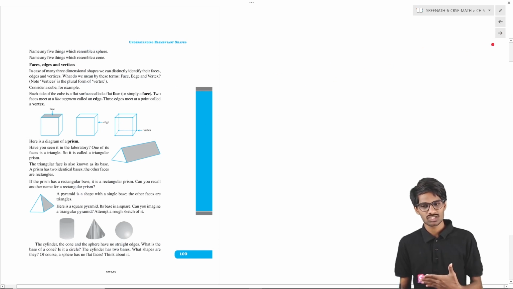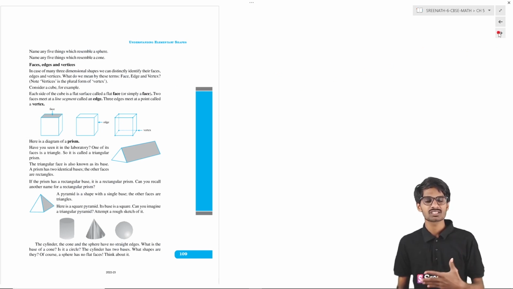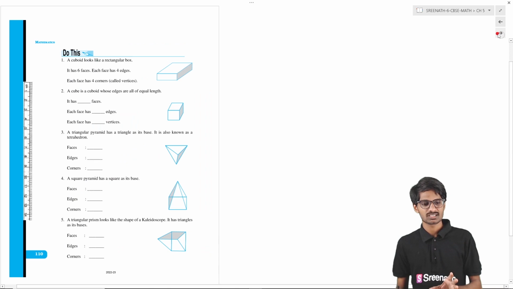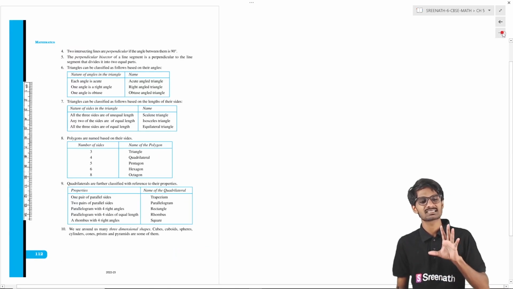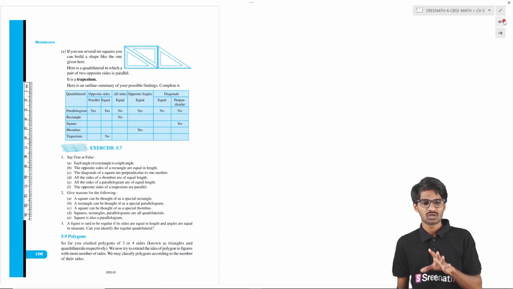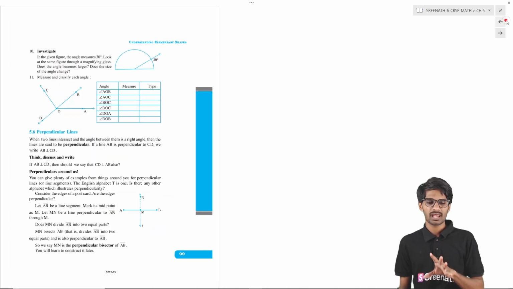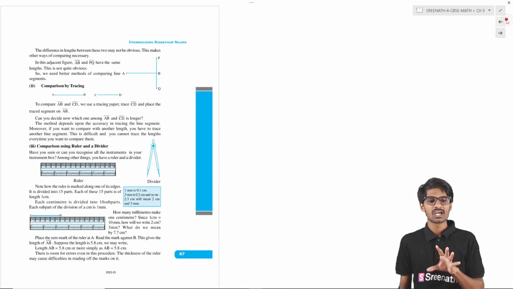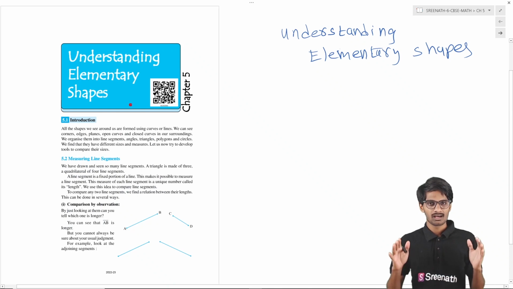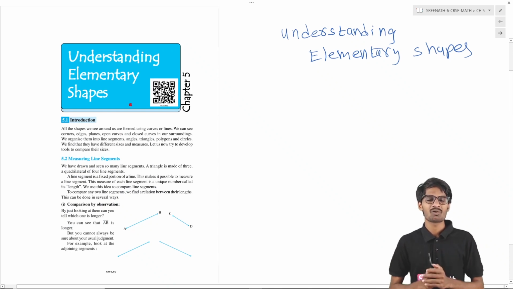What are three-dimensional shapes, and what are the names we call them? That is our whole chapter students. That's it. This is the end of the chapter. So this is the whole chapter about understanding elementary shapes. Our overview of the whole chapter is completed now.